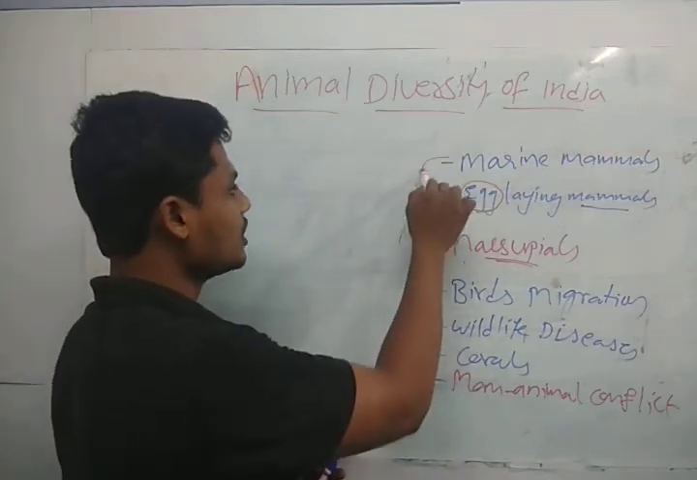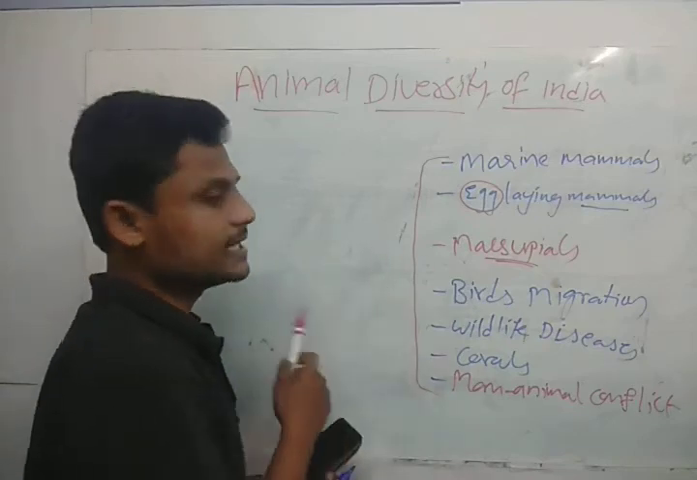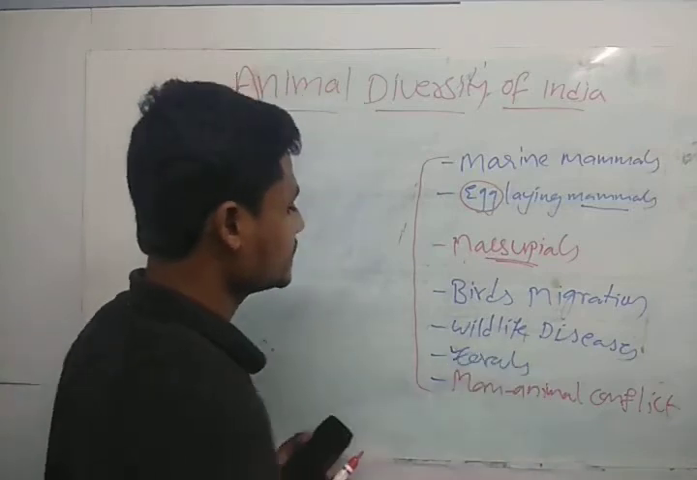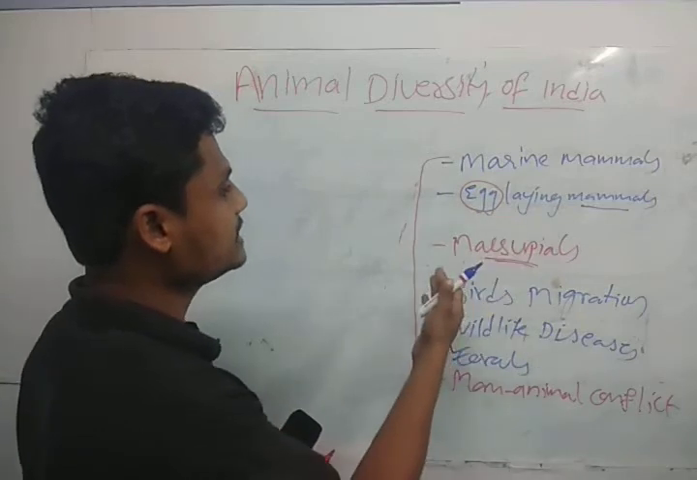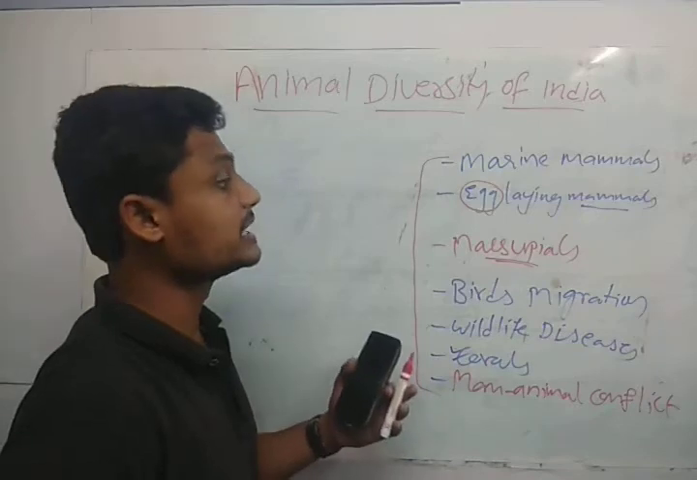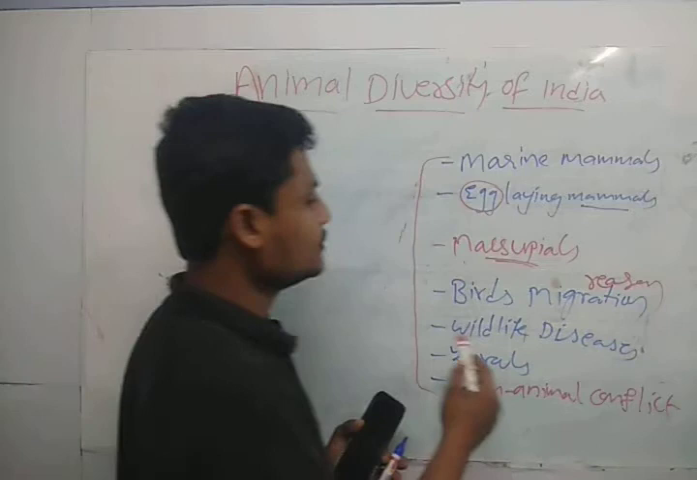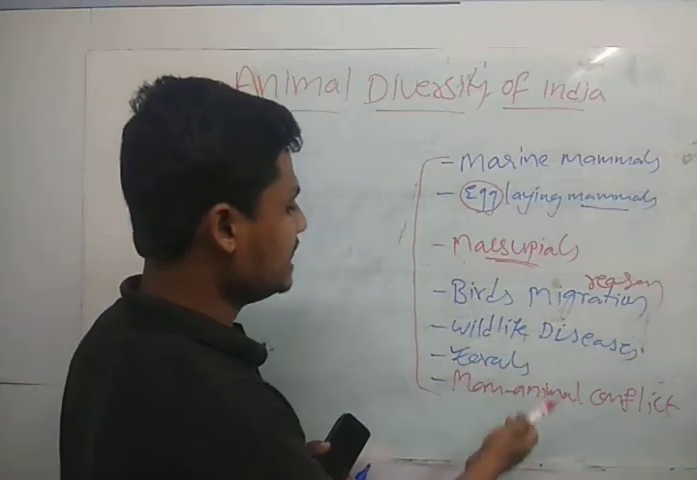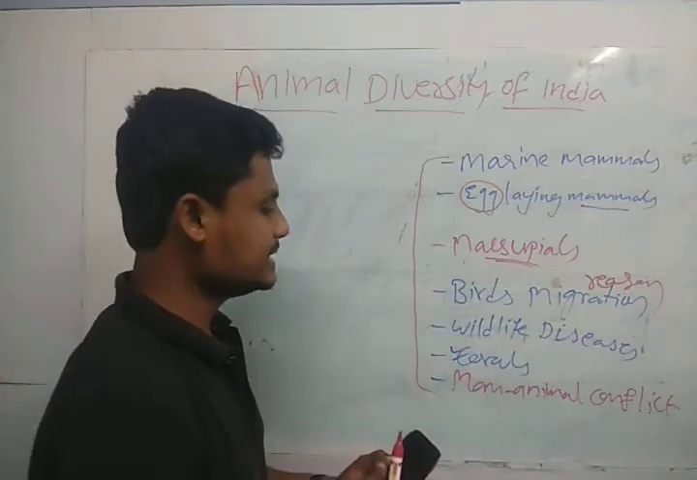So these are the topics that we are going to discuss in the animal diversity of India. These are very important, and these are small topics. I am going to take them in this session itself. We have the marine mammals, egg-laying mammals, marsupials, bird migration and its regions, the wildlife diseases that we come across, and the man-animal conflicts. These are the 6 topics that we are going to take in this session, guys.